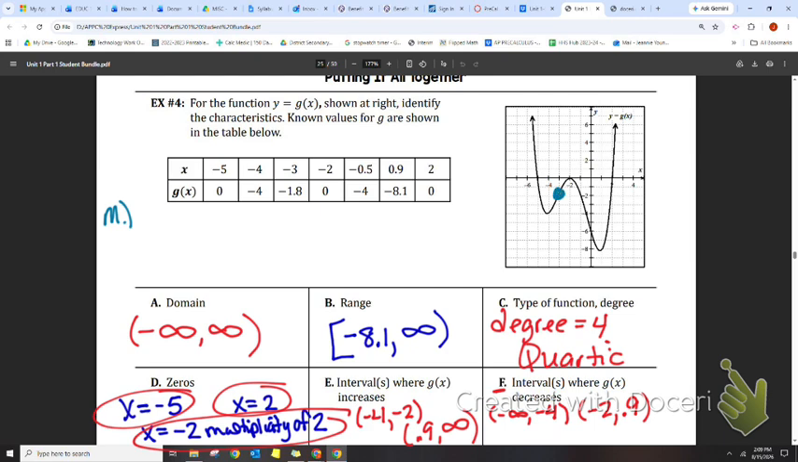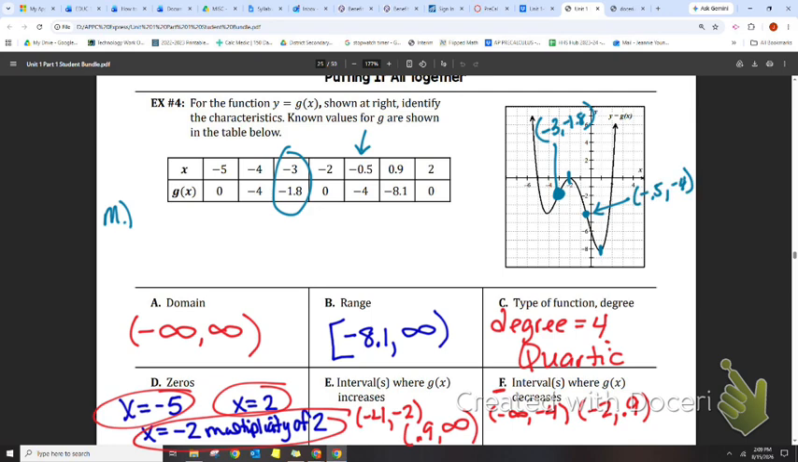So we know that there's some point of inflection right in this area. And so I'm going to go look in my table and see if they give me a point between negative 4 and negative 2. And they do. They told me it's negative 3 and negative 1.8. So that is my point of inflection. Negative 3, comma, negative 1.8. And then the same thing here between negative 2 and that 0.9. And so they gave me a point right there. So that's going to be our point of inflection as well here. It's got an ordered pair of negative 0.5, comma, negative 4.